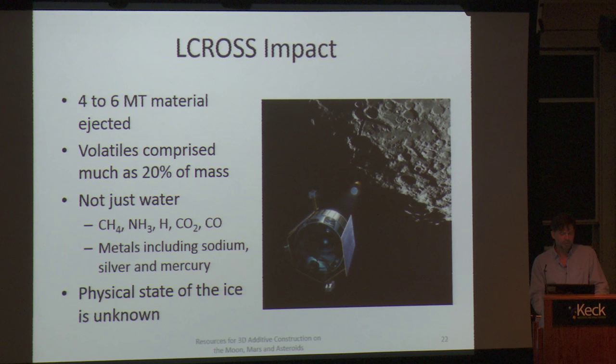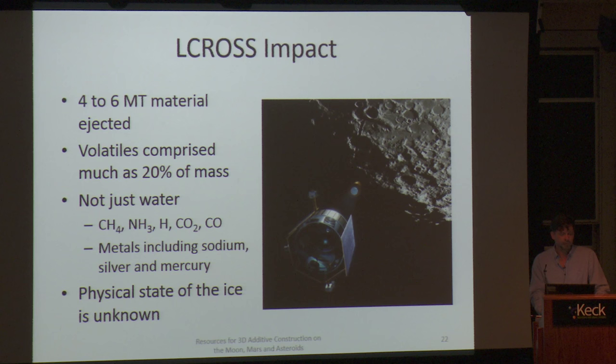Now, the volatiles were not just water. They also included methane, ammonia, hydrogen, carbon dioxide, carbon monoxide, metals including sodium, silver, and mercury. So it seems like the ice at the poles of the moon is the result of comets impacting and being caught in the cold trap of the poles over long periods of time. It's comet residue.